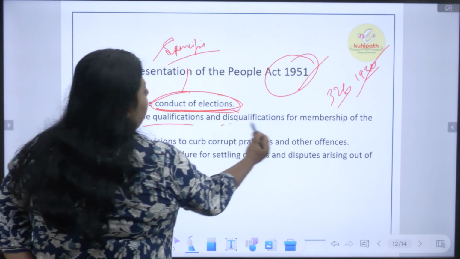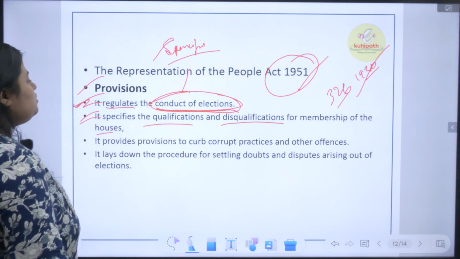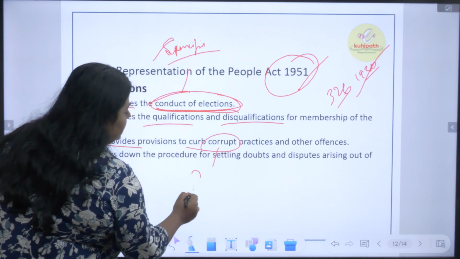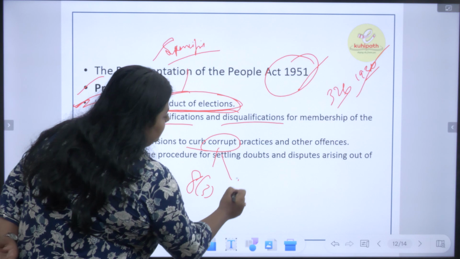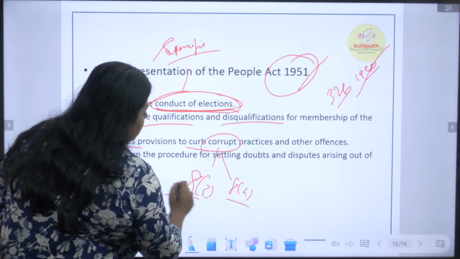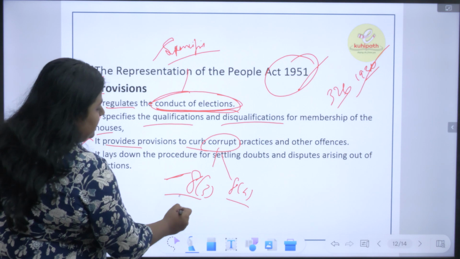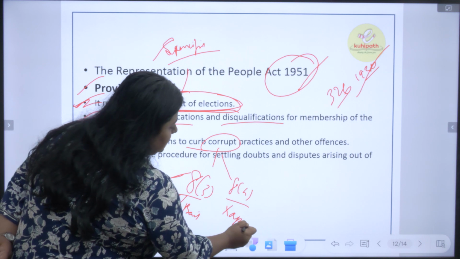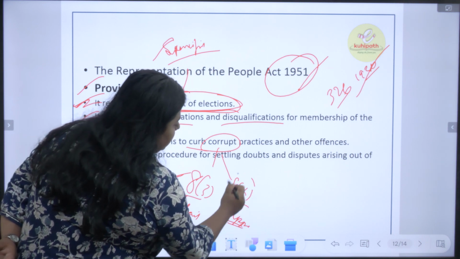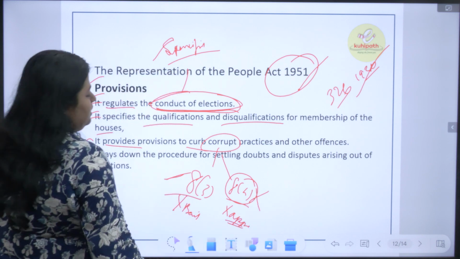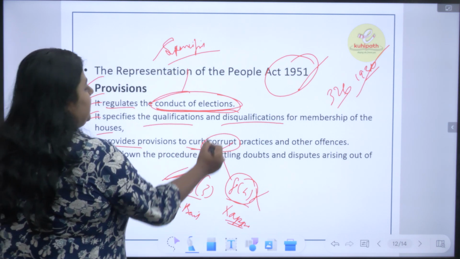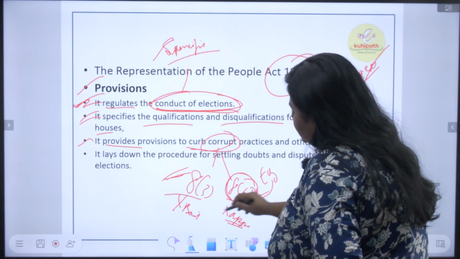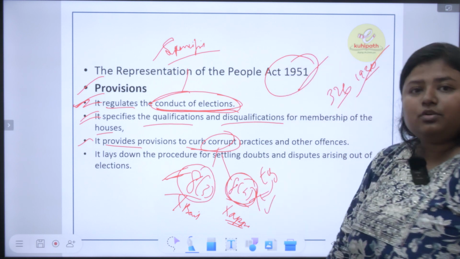the qualification and disqualification of members of the houses. Fine, this we have also learned. It provides provisions on corrupt practices. Didn't we learn about 8 subsection 3 and 8 subsection 4? We learned about criminalization of politics: if bail is granted, can we contest elections or not, or after an appeal. In 2013 the Supreme Court declared 8 subsection 4 null and void, as we said. So I have written a sentence; if you can give an example of 8 subsection 4 or 8 subsection 3, you will get very good marks, right?